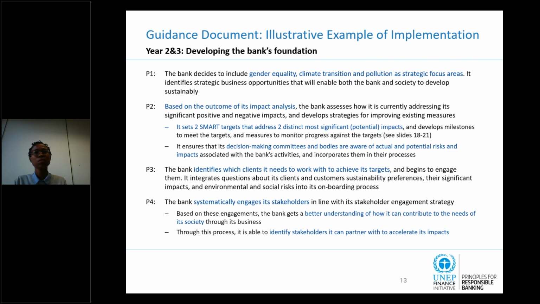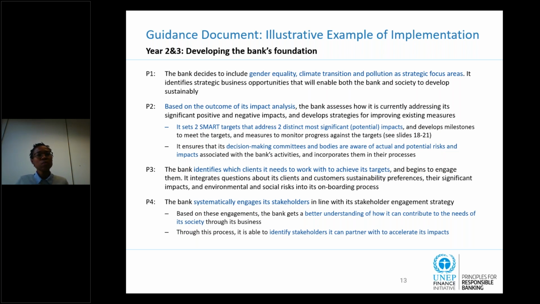And then on to principle 3 around clients and customers. It identifies which clients it's going to work with to achieve its targets and begins to engage with them. And it works through and develops questions about its clients and customers' sustainability preferences, their impacts, and their environmental and social risks. And what it's done is actually they've decided to think through what are the onboarding processes, how can it build in some key questions or areas of identification as it onboards a new customer around these particular areas of focus, around gender, climate and pollution. And also starting to determine where there might be opportunities to make progress in how they might partner or progress with those clients and customers.